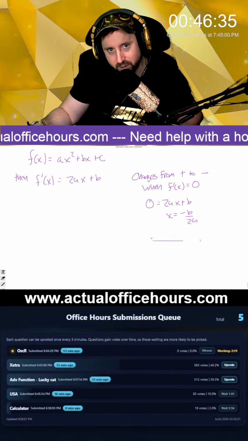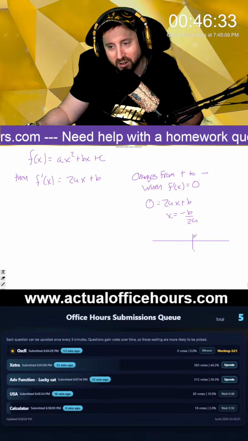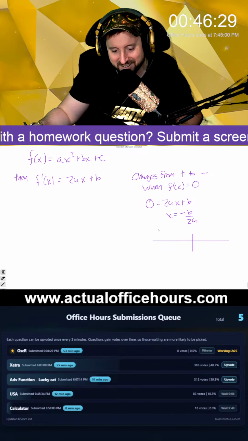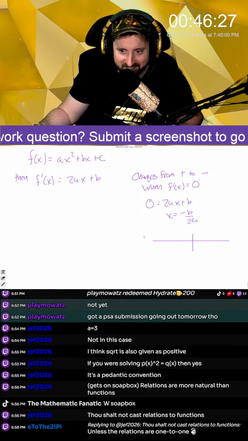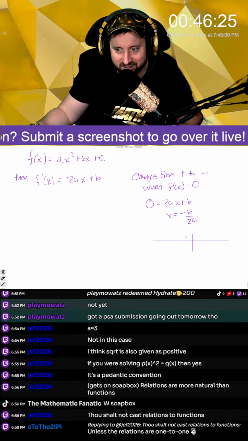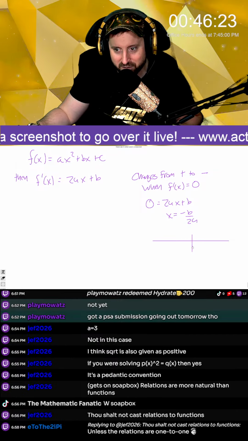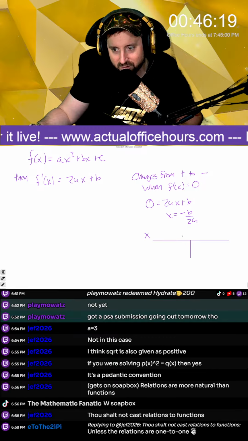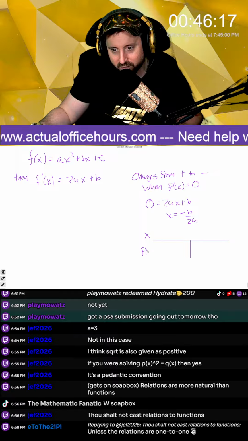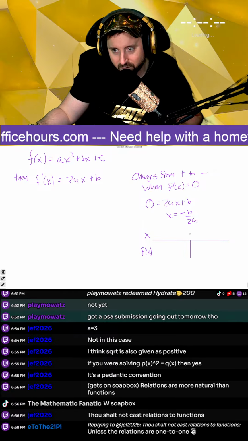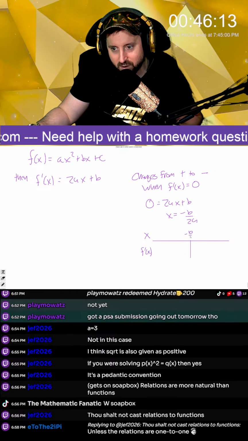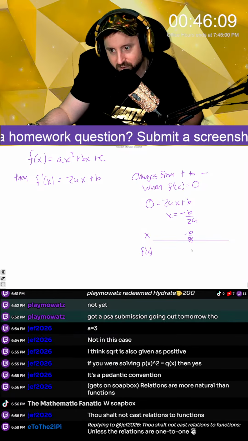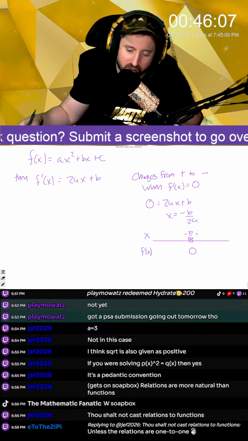If we draw on our line, right? Unless the relationships are one-to-one. That's good. Okay, sometimes I need to label things. This is x, and then we're going to call this f prime of x. So at negative b over 2a, f prime of x is equal to 0. So let's look to the left and to the right.